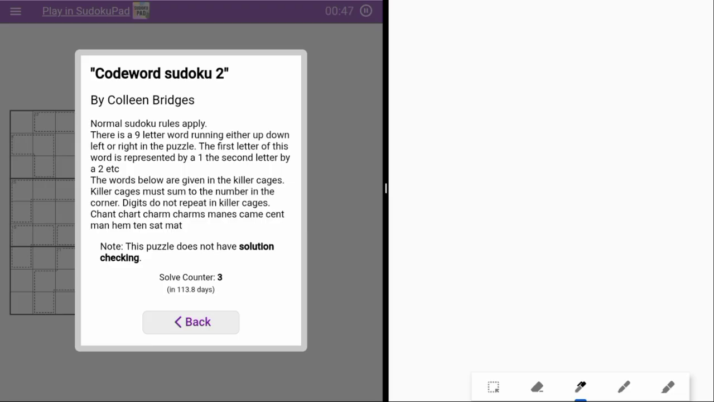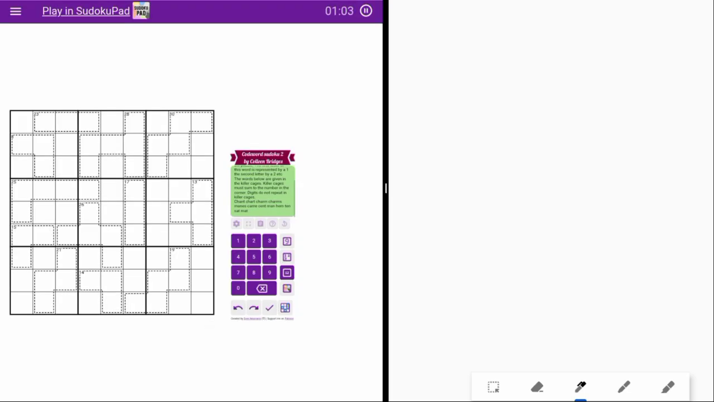Words below are given in the killer cages. Killer cages must sum to the number in the corners. Digits do not repeat in killer cages, so normal killer cage rules apply. Now the words here are chant, chart, charms, etc. I'll just go back to the puzzle. Those words have to go into these cages depending on the number of letters they have, and we have to figure out which word goes with which number.